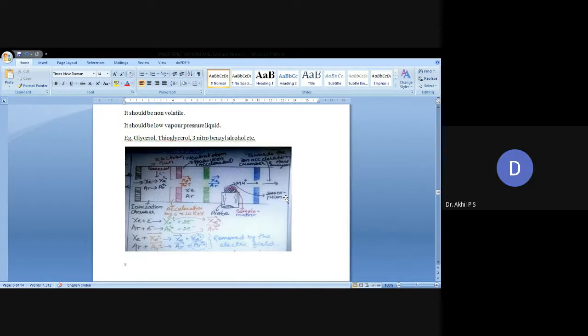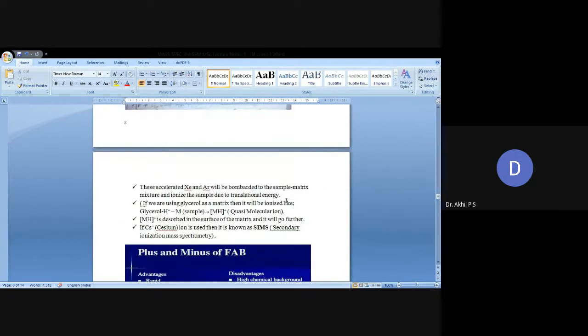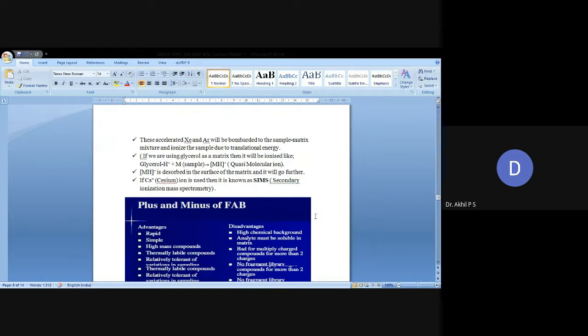The method is shown in this figure. Accelerated xenon or argon is bombarded onto this sample matrix mixture and ionizes the sample due to the translational energy. If we are using glycerol as the matrix, then it will be ionized like glycerol plus H plus, and sample M gives MH plus, the quasi-molecular ion. MH plus is dissolved in the surface of the matrix and it will go further. If cesium ion is used, then it is known as SIMS, secondary ion mass spectrometry.